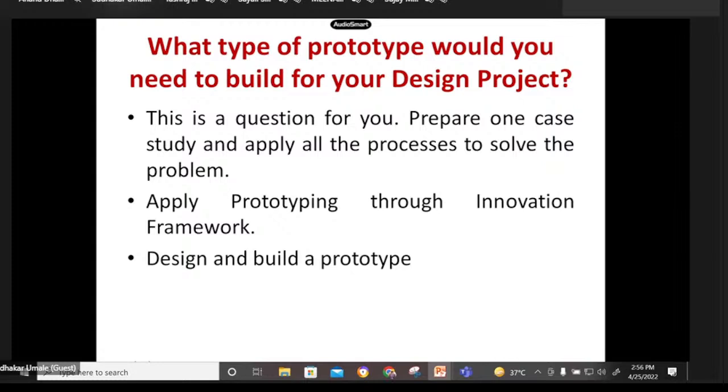Apply prototyping through the innovation framework. We have some innovation modifications during prototyping. Methods of innovations, we'll discuss tomorrow. Design and build a prototype. You design a prototype as you want. Build a prototype. Then you test, you finalize or validate that prototype, and then you can say it is a final prototype.